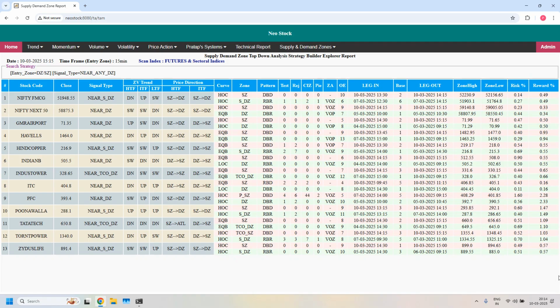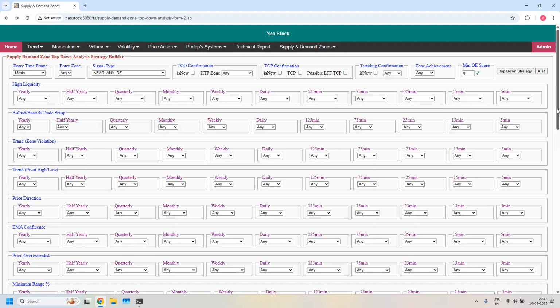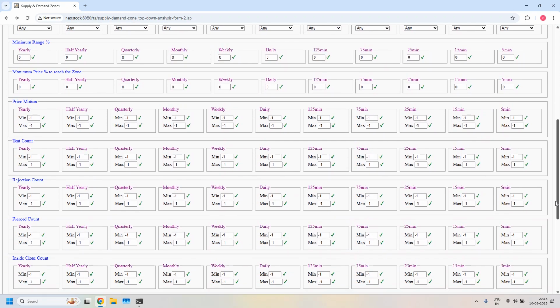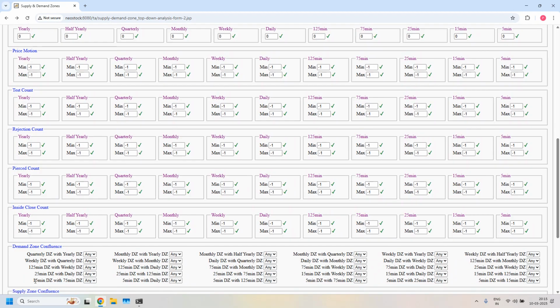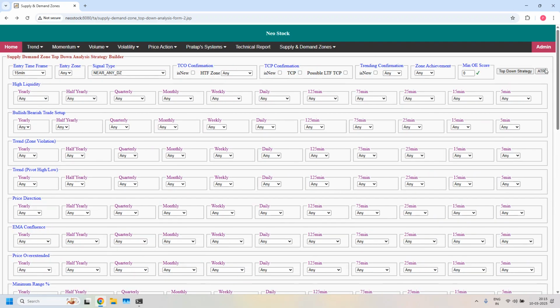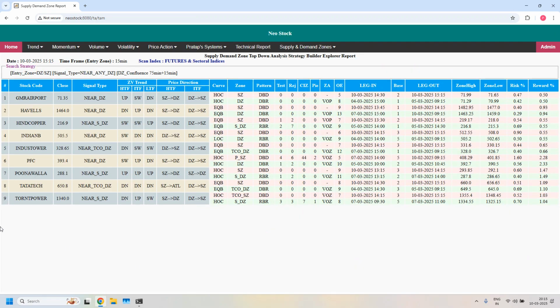We can further filter based on the 15 minutes and 75 minutes demand zone confluence. Enabling the filter. We got 9 stocks. And some of these demand zones are pierced. I think one demand zone is pierced. You can ignore it.